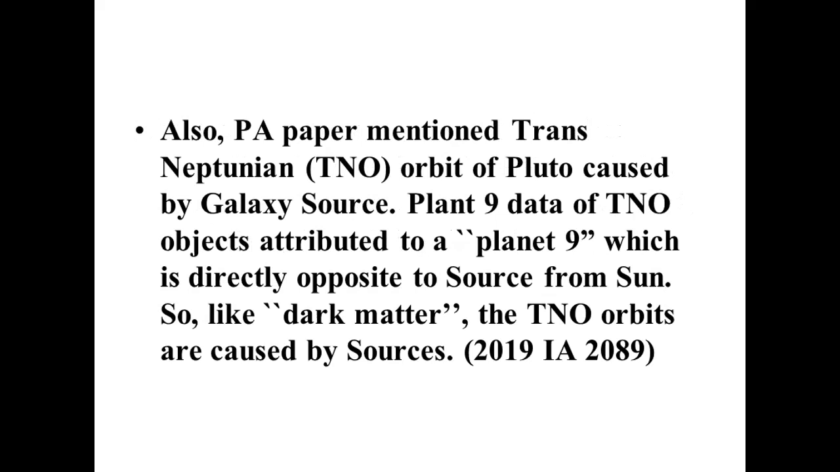Also, the Pioneer anomaly paper mentioned trans-Neptunian orbits of Pluto, the TNO orbit of Pluto, caused by the galaxy source. Planet 9 data in and around 2013 papers of TNO objects attributed their orbits to a, quote, planet 9, which is directly opposite to the sun from the Earth. Now, this should be reminiscent for the explanation of rotation curves being caused by dark matter, whereas the QSSC and the STOE model attributes it to the source of the stuff of our universe coming out from the center of galaxies, spiral galaxies, and they're caused by sources.